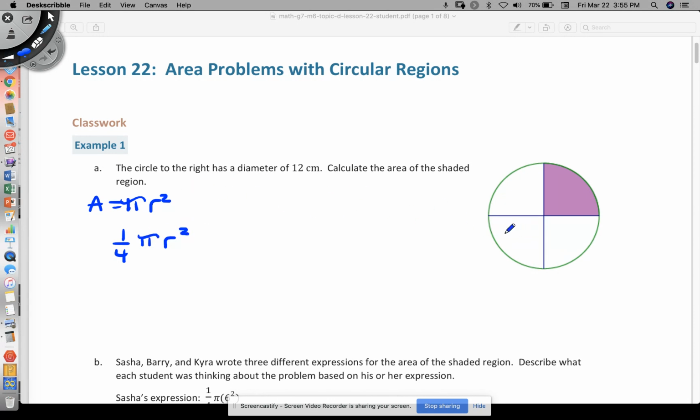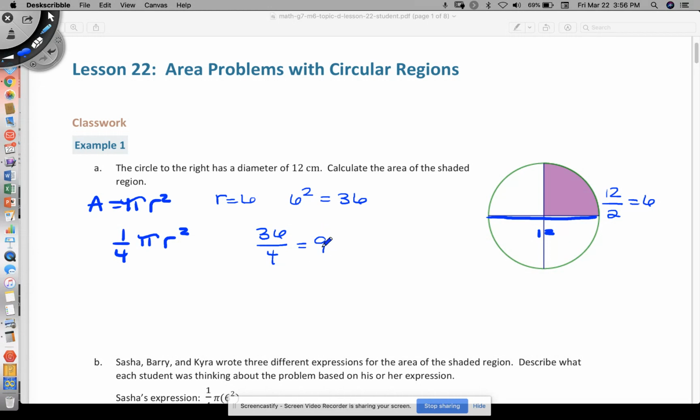Now it says here that I have a diameter, which is all the way across, of 12. Since I need a radius, I need to take that 12 and make it smaller by dividing it. So I'm going to do 12 divided by 2, which gives me 6. So my radius equals 6. 6 squared gives me 36. Now I'm going to take 36, divide it by 4, and that gives me 9.